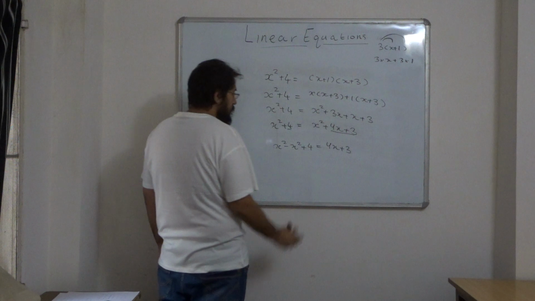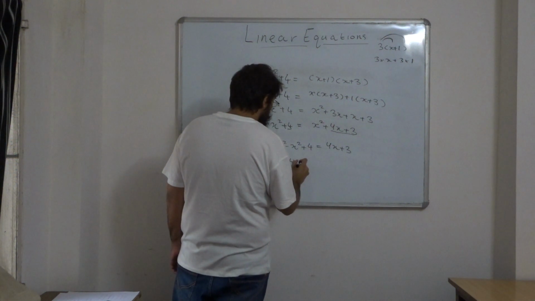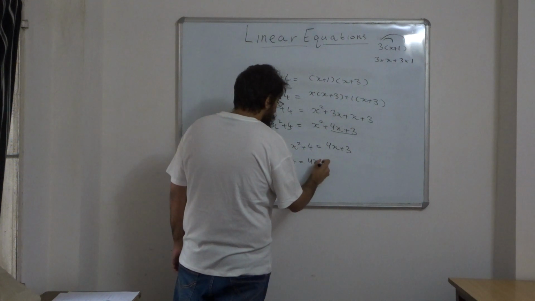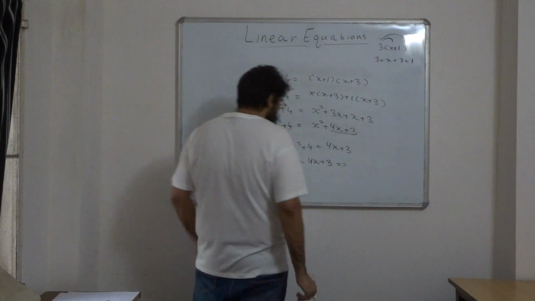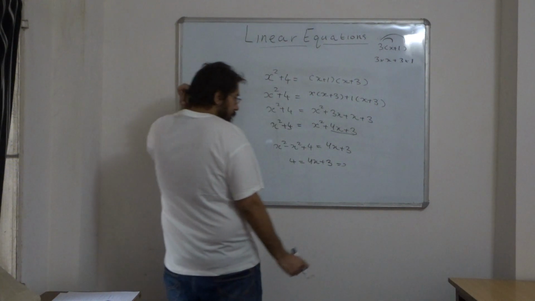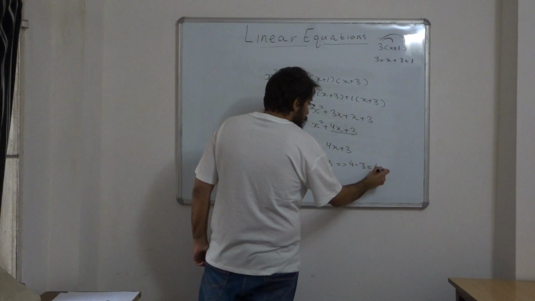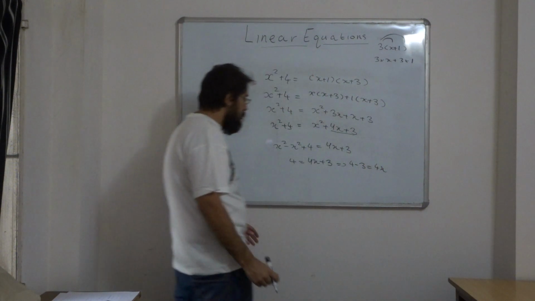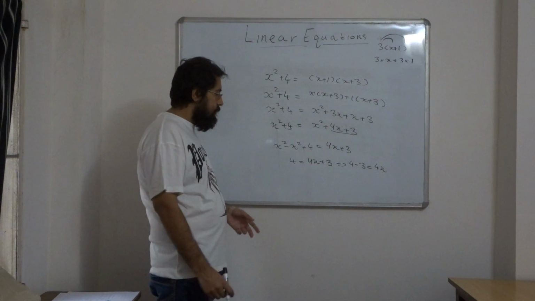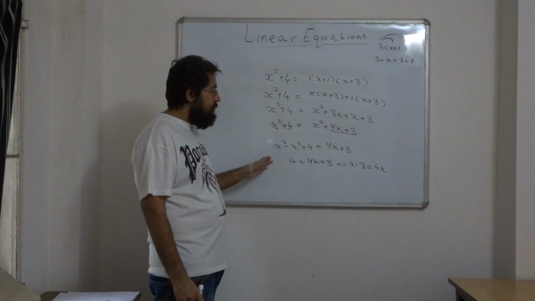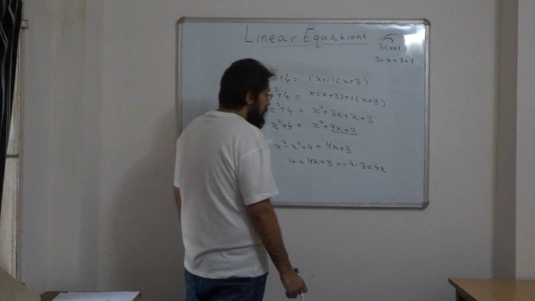X squared minus x squared plus 4 equals 4x plus 3. And then what do you have, guys? You have 4 equals 4x plus 3. Okay? So what does this give you, guys? It basically gives you 4 minus 3 equals 4x, doesn't it? You know the sign inverses, okay? But the same number is substituted on both sides, isn't it? So what is the answer?